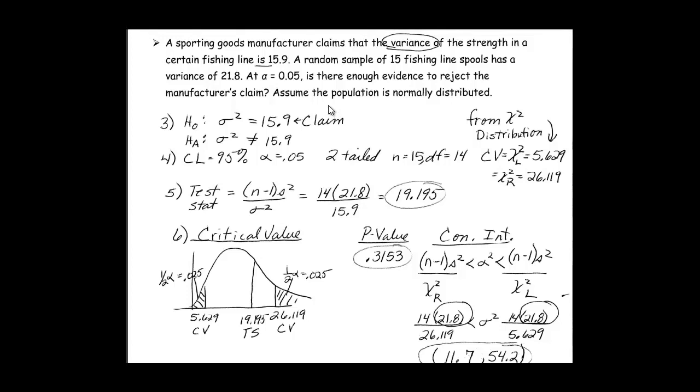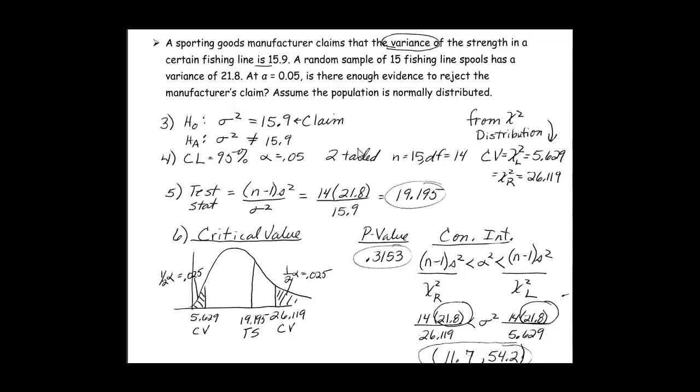So with 95% confidence, our null hypothesis is that our population variance is equal to 15.9. That's the claim. Our alternative is that our population variance is not 15.9. So we have a confidence level of 95%. Our alpha is 0.05. This is a two-tailed event. Our sample size is 15 and our degrees of freedom is 14. So from the chi-square distribution, we're going to find that the critical values are 5.629 and 26.119.